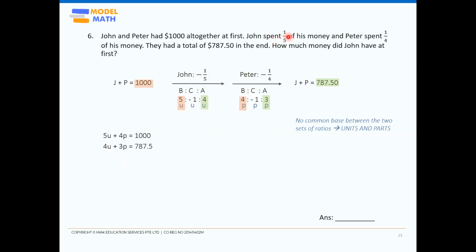Now in this case, the question is asking how much did John have at first? When you have two equations presented like that, your aim is to make either the units the same or the parts the same. Honestly, in this case, it doesn't matter which one you make the same because both equations show a plus sign. You are pretty safe. You don't have to deal with things like negative numbers. So you can choose freely which one you would rather make the same. But there's a quick tip here. If the question is asking for John, it would be easier to make the parts the same, because John is in terms of units.